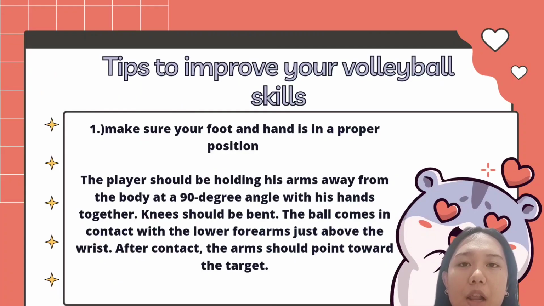Tips to improve your volleyball skills. Number 1: make sure your foot and hand are in the proper position. The player should be holding his arms away from the body at a 90-degree angle, with his hands together and knees bent. The ball comes in contact with the lower forearm, just above the wrist. After contact, the arms should be pointed toward the target.